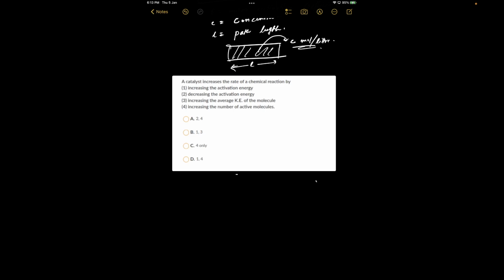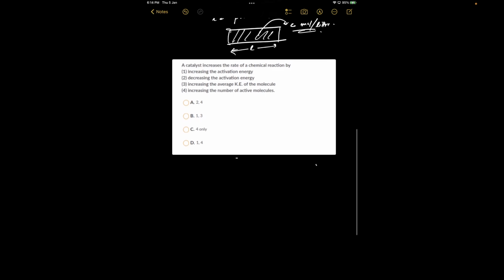One and four, D option. One and four. If you increase the activation energy, then the rate of the reaction will decrease, right? So if you remember this picture, this is reactant, this is product. Activation energy is the energy difference between the transition state and the reactant. So if you increase the activation energy, that means if you increase this gap, then the rate of the reaction will decrease, right?